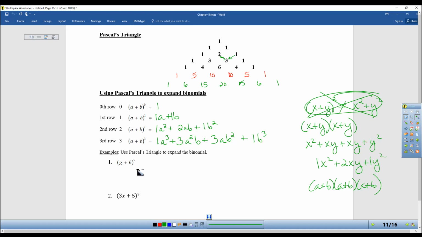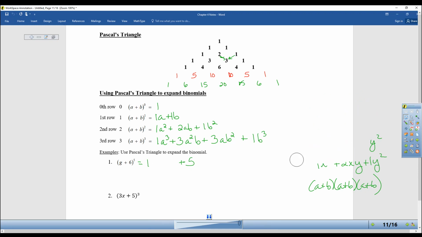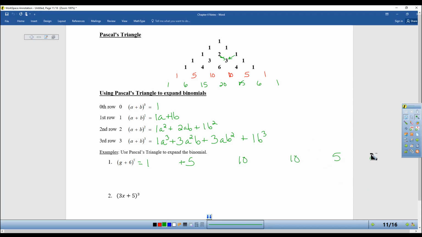Okay, so this is what we're going to do. Each one of these is going to have 3 parts. So first, we're going to write our coefficients. Since it's the row with the 5, I'm going to write these. I know it's going to be 1, 5, and I'm going to need a lot of room because it's actually going to have 6 terms: 1, 5, 10, 10, 5, 1. That kind of sets the stage for you.